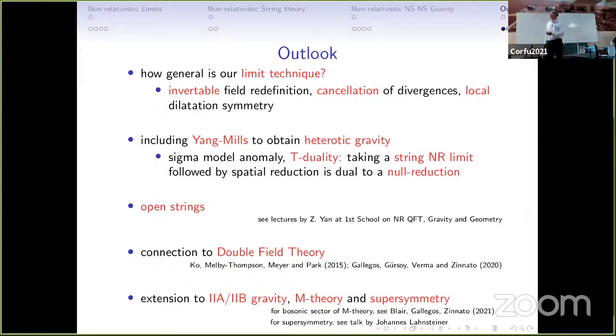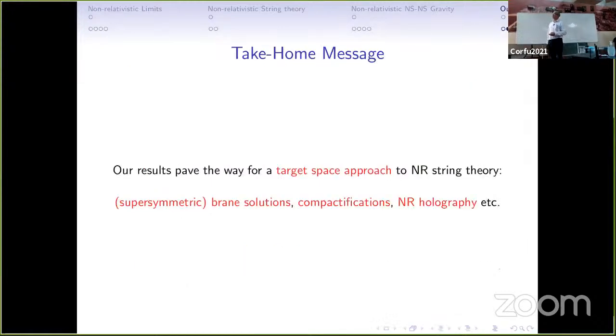And finally, in my last 30 seconds, what I like about this is that you now get a nice target space approach to non-relativistic string theory. Everything we did in the past in the relativistic case, you can do also at this non-relativistic level. You can now look at the equations of motion. We already gave the Killing spinor equations in our paper. Now you can look at brane solutions, supersymmetric brane solutions, compactifications, and even look at non-relativistic D-branes, maybe non-relativistic holography. And even if the answer is negative, it's all wrong, it doesn't work, then at least we can answer that question. And maybe we find some nice things.